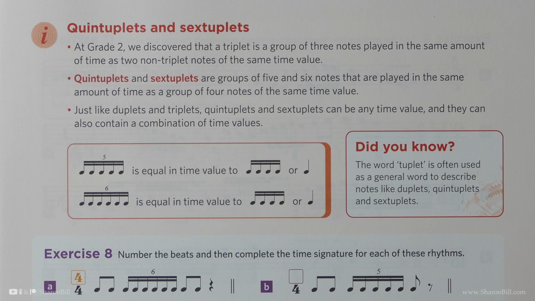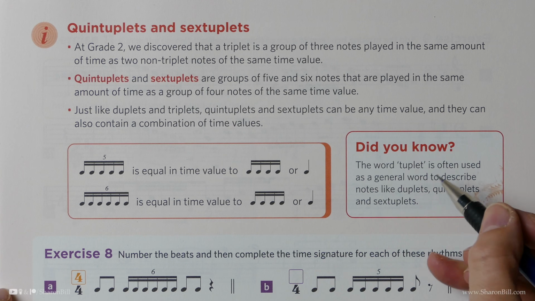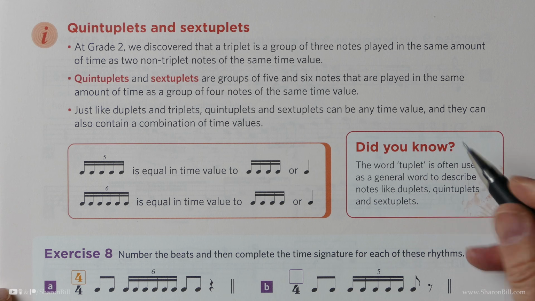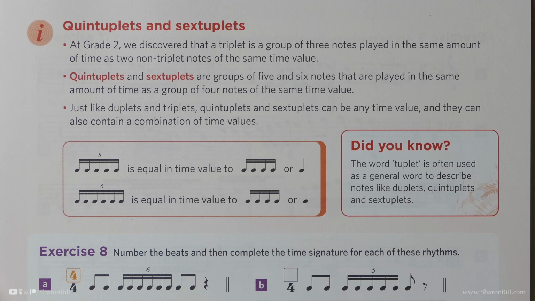In previous grades, we've looked at triplets, where we have 3 in the time of 2. We've looked at duplets, which are 2 stretched into the time of 3. And now we can see we can have groups of 5 or 6. Here it's interesting to note that the word tuplet is often used to just generally describe all of these kinds of groups of notes. I think tuplet's quite a sweet little word, isn't it? However, we're on 5s and 6s now, and it's just the same principle.